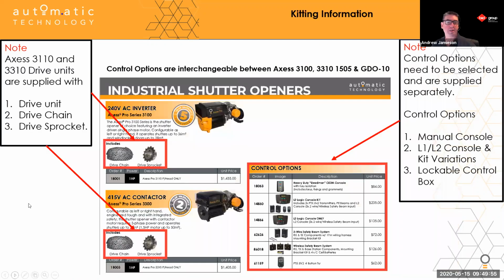So I'm going to use this opportunity to slow down and come to a stop again. This is where we can just look at the kitting of the product in the marketplace. In New Zealand, this is the way we've configured the supply. So you're going to see the drive unit, the drive chain, the drive sprocket, all provided in the kit. And then you need to select which control you want per sale. So those options will be laid out in the next segment of the training, and they will be pertaining to the manual console, the Logic console, and the Logic Console kit.